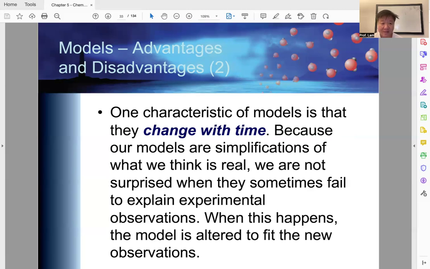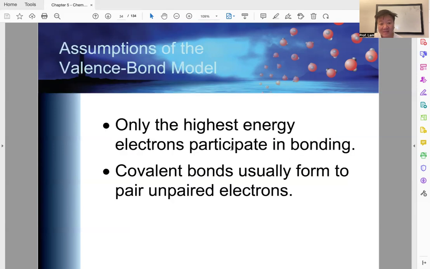Look at the world around us. Models have helped us to shape our world. That's just how it is. One of the characteristics of models is that they change over time, because they do have boundaries and they will break down. But using different models to explain one thing is going to be much better than just using one model. So we use multiple models for bonding, for example.